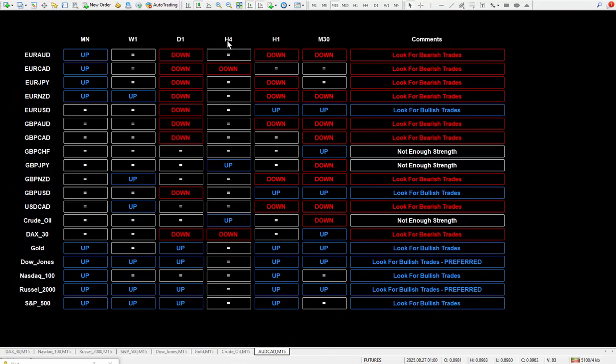Now we can take a look at the daily trade plan. Here it is here, running in real time. Speaking about the time, it's about 11:40 a.m. in the morning, just before lunchtime. Now this daily trade plan checks from the monthly all the way down to the 30 minutes. And of course, after it does some calculations, within the comments here, it'll either say look for bearish trades, bullish trades, some will be preferred, and of course sometimes not quite enough strength.